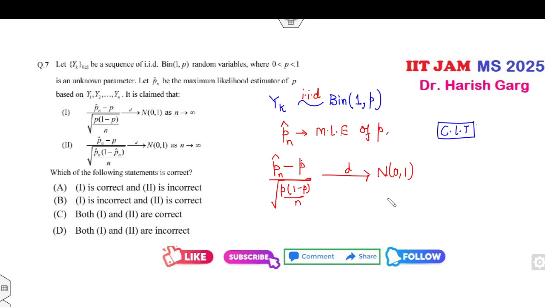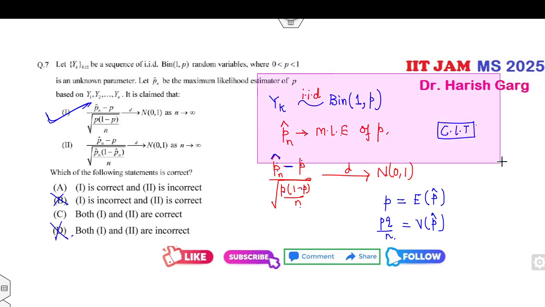Fine. Because Pn cap is my MLE, that means expected value of P cap is p. What is the variance of the P cap? It's pq by n, and you can see it is the same quantity, P cap minus expected mean divided by square root of pq by n. So yes, this option is the correct option. So the first is incorrect. B and D options are cancelled out.